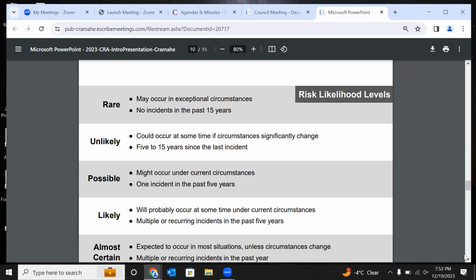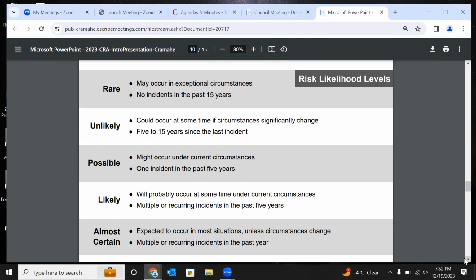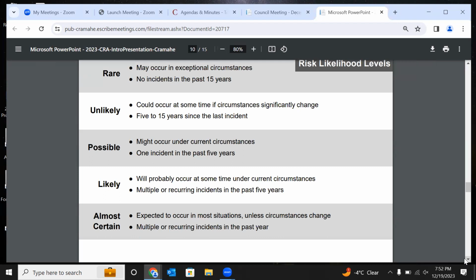Okay, so we'll just talk about risk likelihood levels and risk consequence levels. As you can see, they're divided into rare, unlikely, possible, likely, and almost certain. So again, this is the likelihood of the event occurring. And then we look at our next slide, which is our risk consequence levels. Again, insignificant, minor, moderate, major, or catastrophic. I almost never get to use the word catastrophic, but you never know.